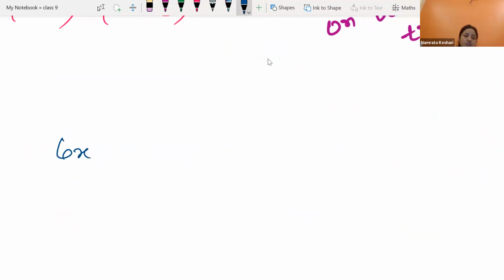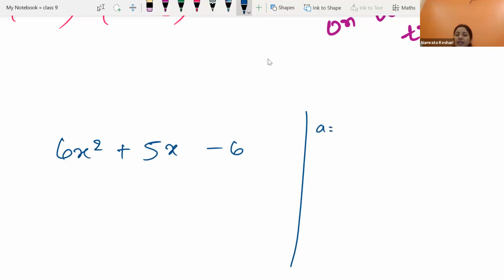Suppose we are having 6x square plus 5x minus 6. Step 1 is to identify A, B, C. Our A is 6, our B is 5, our C is minus 6, right? Yes, ma'am. Now multiply A with C. While doing the multiplication, you don't have to focus on sign and everything. Sign and everything you will be able to adjust by using the integer chapter concept. So basically you are getting 6 times 6, which is 36.